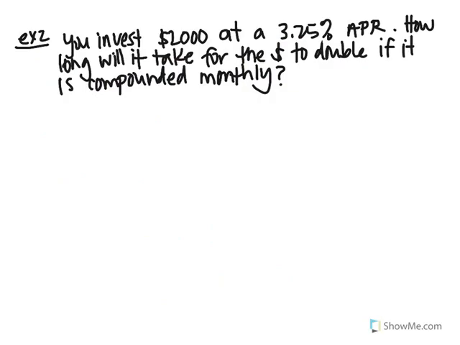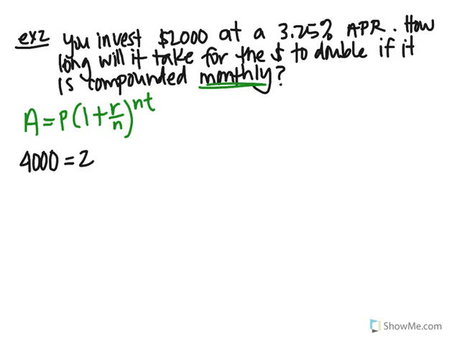So in this example, you're going to invest $2,000. You have a 3.25% APR, and I want to know how long it's going to take, so I'm looking for the time for it to double if it's compounded monthly. So this is the formula you're going to use. So the account's going to double, so that means the amount in the bank would be $4,000, because you started off with $2,000. That's your principal.